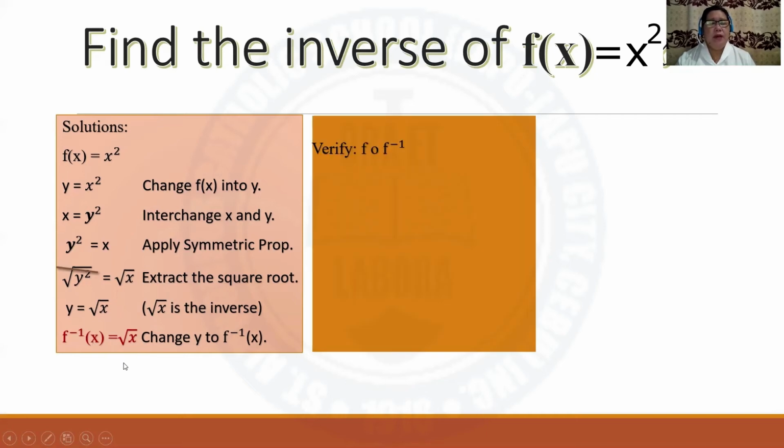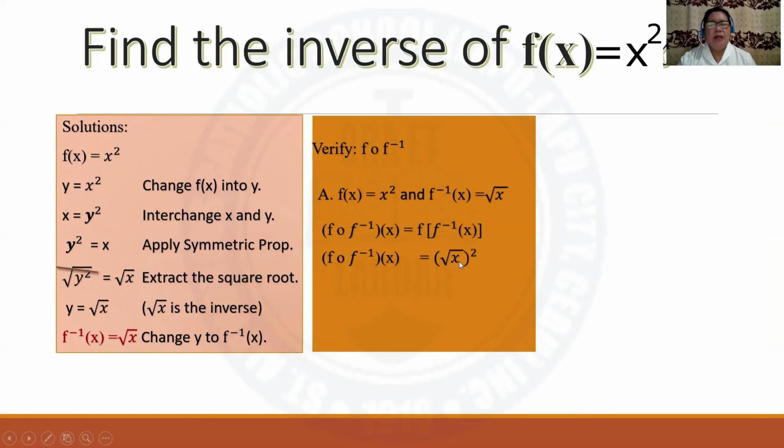Then we have to verify if our answer is correct. So we have to take the composition of the two functions. Starting with f circle f to the negative 1. So the first function is x squared. We have to follow the format. Then the second function is square root of x. This expression is equivalent to this. So we have x squared, change x into square root of x. Then cancel. Then we can have x.